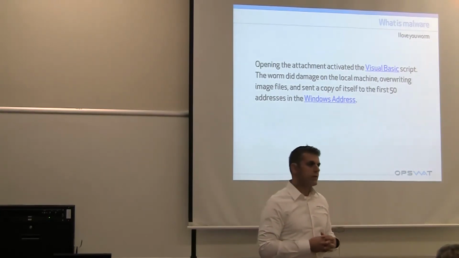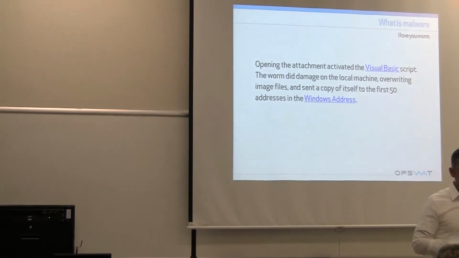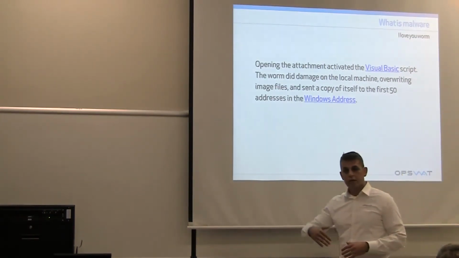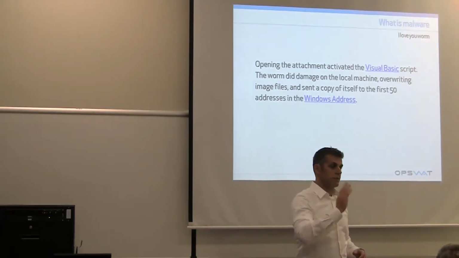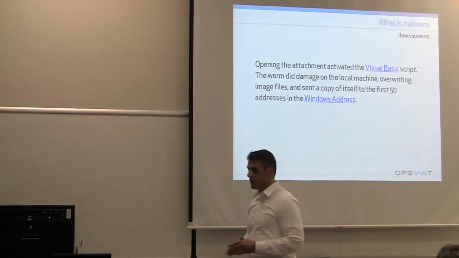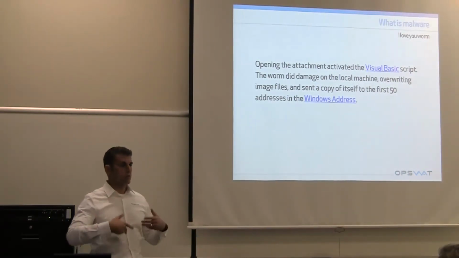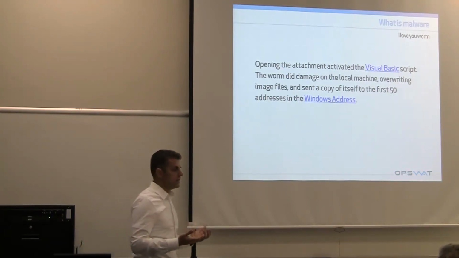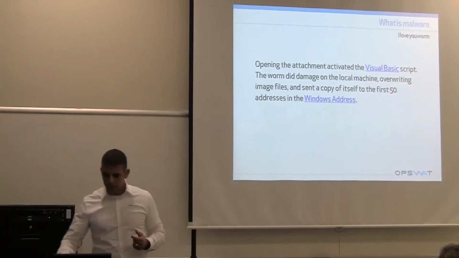And after you click the email, it takes the first 50 contacts of your Outlook, enumerates those, and then starts sending itself to all of these 50. And you can get the source code. By the way, the source code is very, very simple. It's a VBS script, very basic. It infected something like 10 million machines.